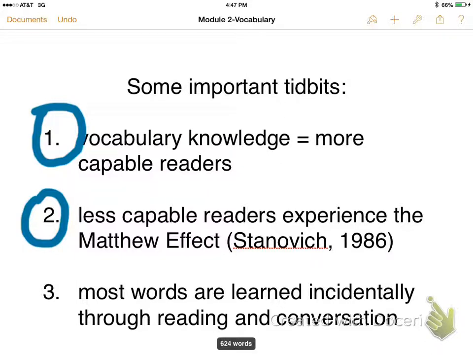And then most words are learned incidentally through reading and conversation. So good teachers recognize that students need to be reading and that they need conversation in order to grow, because most words are learned incidentally, because they pay attention to words as they read when they're taught to do that.